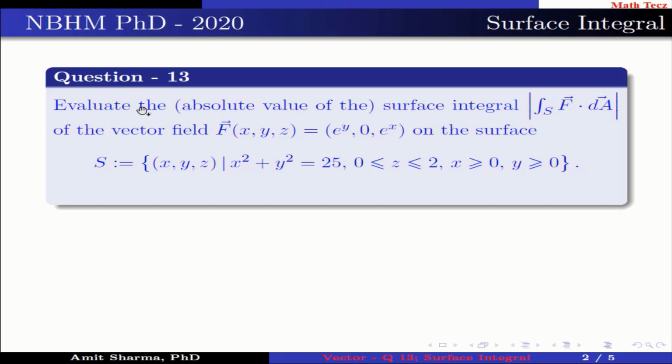The question is: evaluate the surface integral, the modulus of the integration over S of F dot dA, of the vector field F(x, y, z) = (e^y, 0, e^x) on the surface S containing the points (x, y, z) such that x² + y² = 25, 0 ≤ z ≤ 2, x ≥ 0 and y ≥ 0.